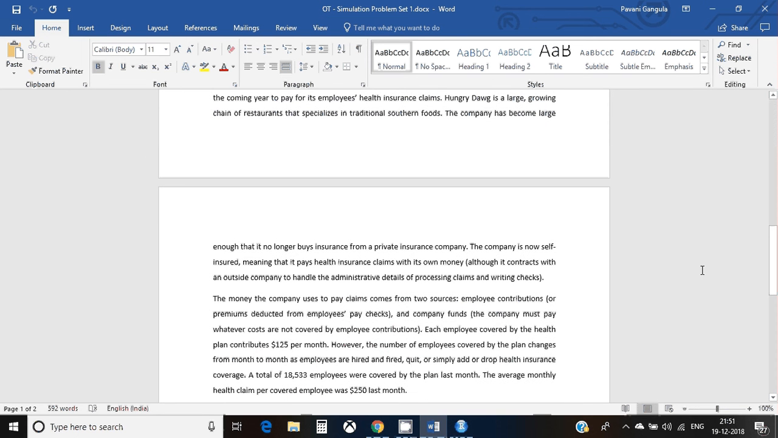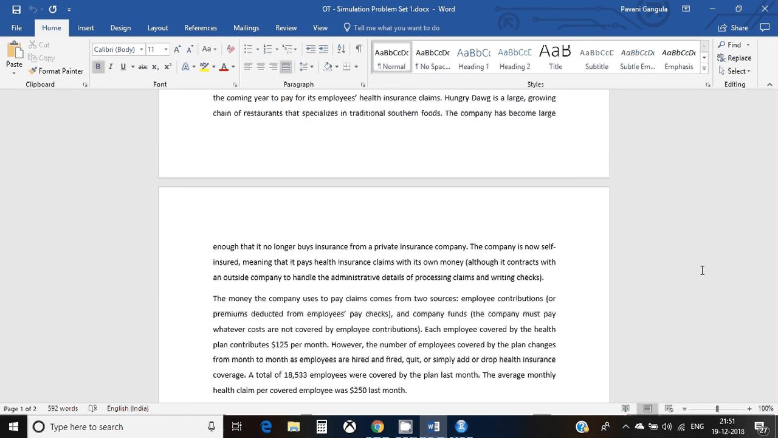The money the company uses to pay claims comes from two sources: employee contributions or premiums deducted from employees' paychecks, and company funds. The company must pay whatever costs are not covered by employee contributions. Each employee covered by the health plan contributes $125 per month. However, the number of employees covered by the plan changes from month to month as employees are hired and fired, quit, or simply add or drop health insurance coverage.